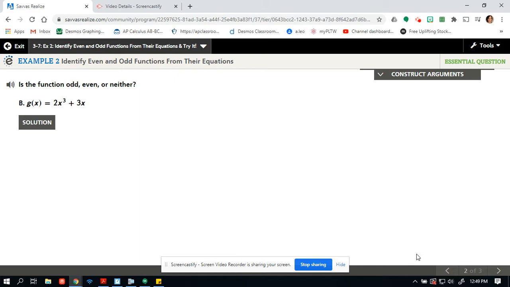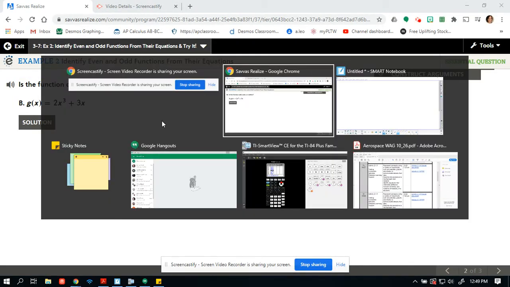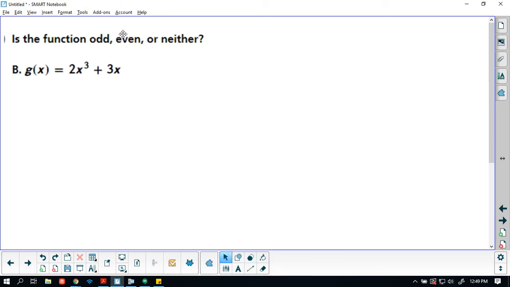Okay, is the function odd, even, or neither? Let's grab this guy and move him over to notebook. Sorry, I know but I'm going to do it again. Okay, so is the function odd, even, or neither?